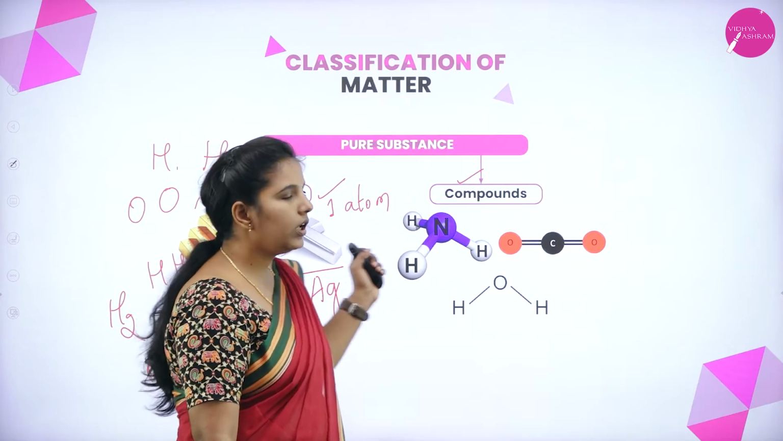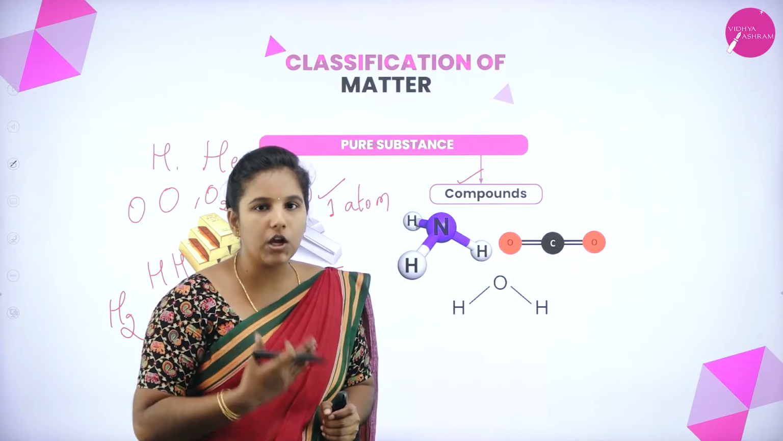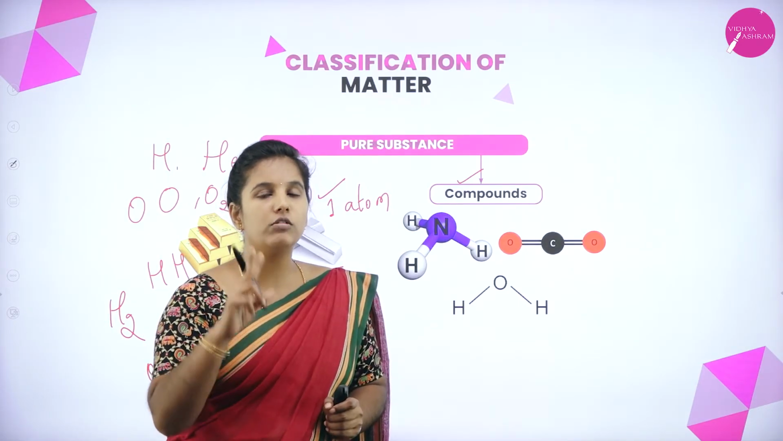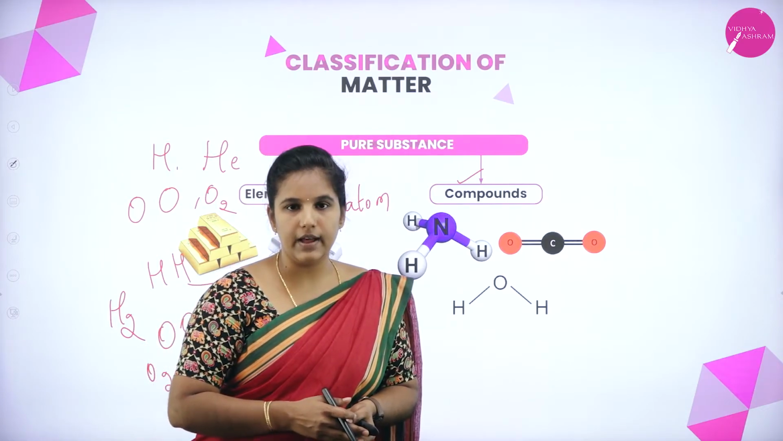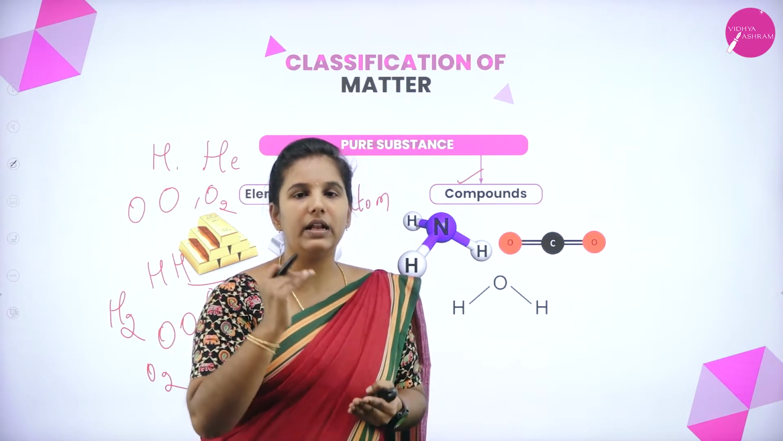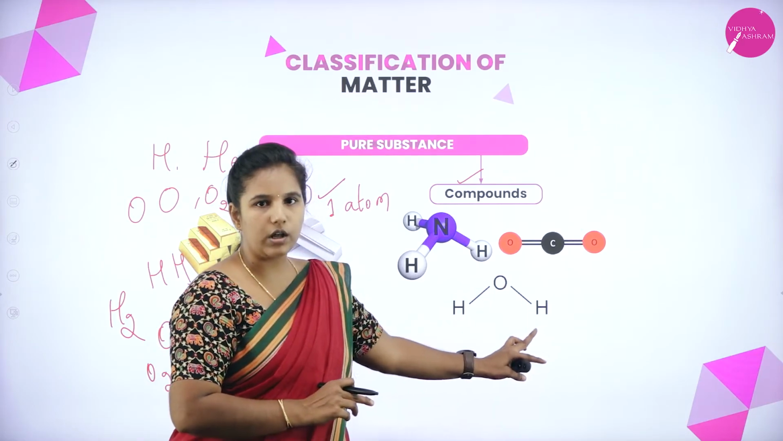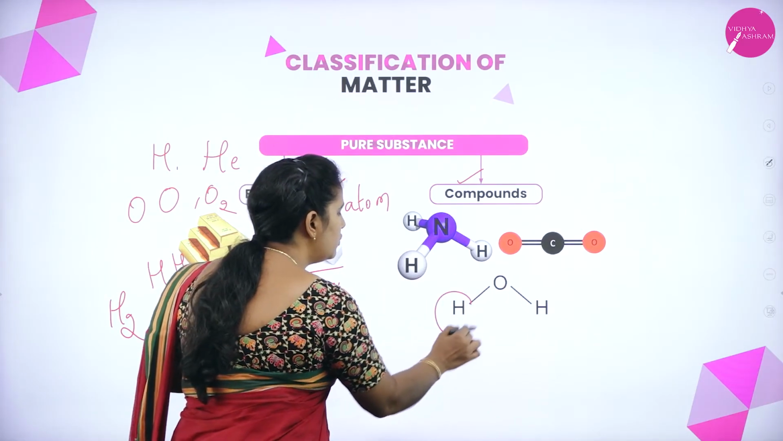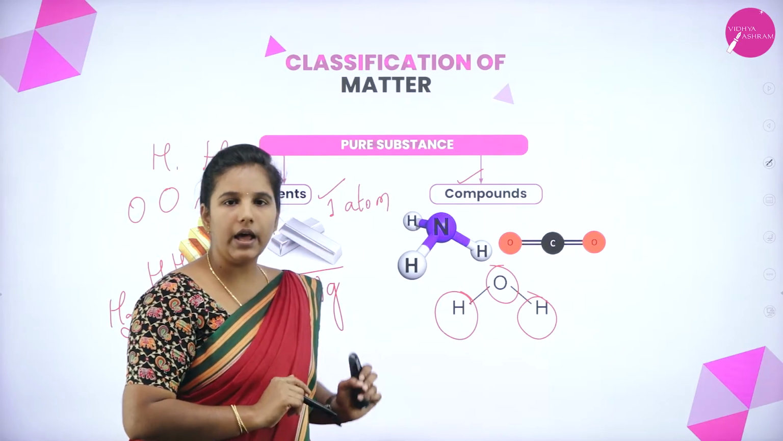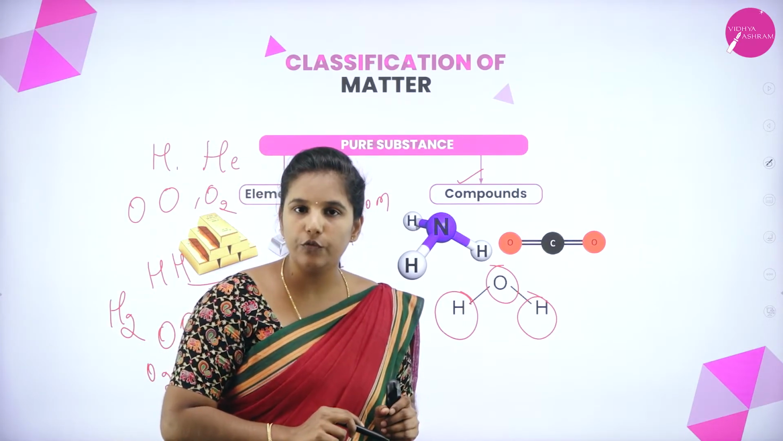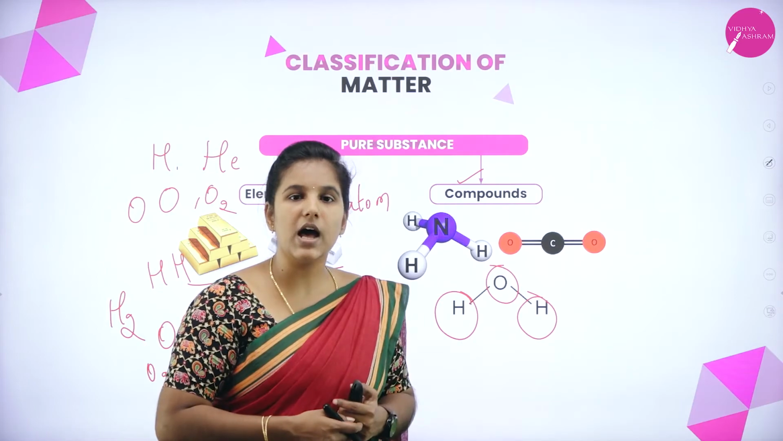Coming to the compounds. When we say it is a compound, remember, when a substance is said to be a compound, at least two or more different atoms must be combined in a fixed ratio. Which means if two or more atoms are combined in a fixed ratio, then it is said to be a compound. The best example is water. We know that water consists of two hydrogen and one oxygen, right? They are present in a 2:1 ratio. There is a fixed composition of hydrogen and oxygen. Then we say it is a compound.